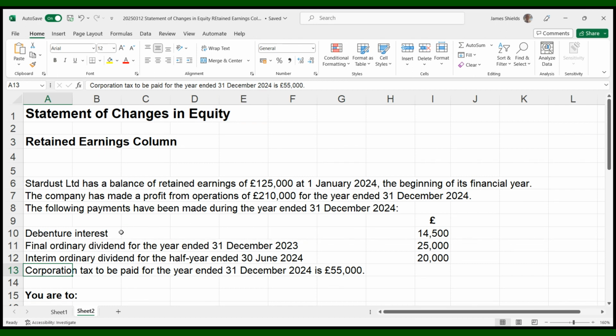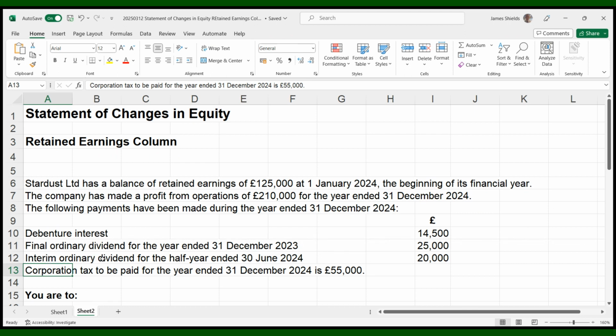So debenture interest is the first one. We got £14,500. Now we've got a final ordinary dividend for the year ended the 31st December 2023 of £25,000. Now that's been paid during the year ended the 31st December 2024, so that's important.